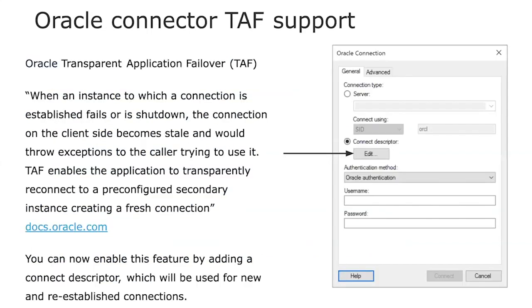The Oracle connector has support for Oracle TAF, Transparent Application Failover. So if something happens to your main Oracle instance, the Spotfire connector now supports that Oracle is switching to another instance and keeping the connection up and running. And the configuration you need to use this feature is the connect descriptor, basically a text field where you enter your connection string. And when Spotfire has access to that string, it can keep the connection up and running.